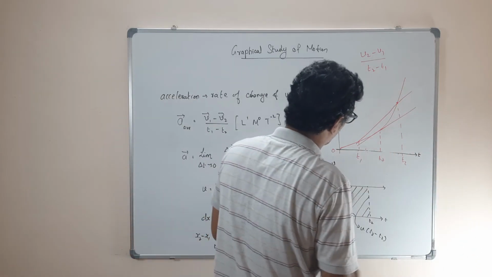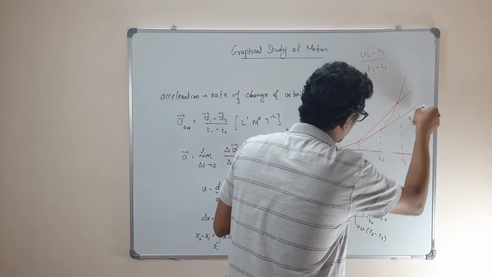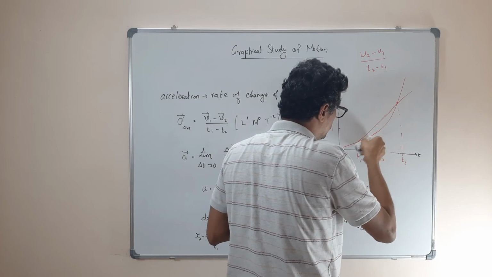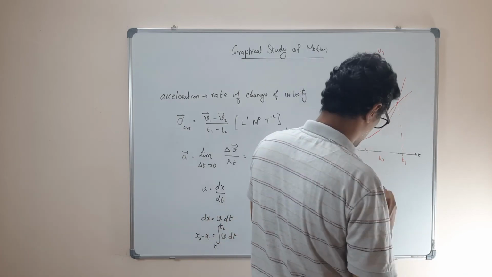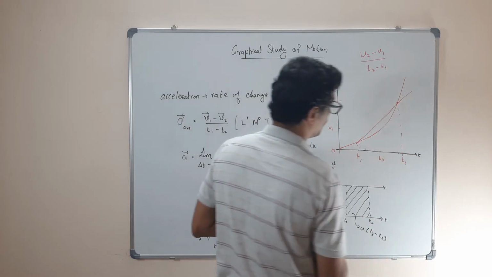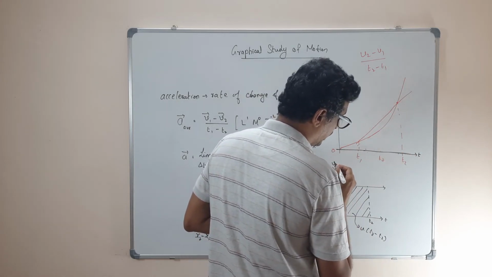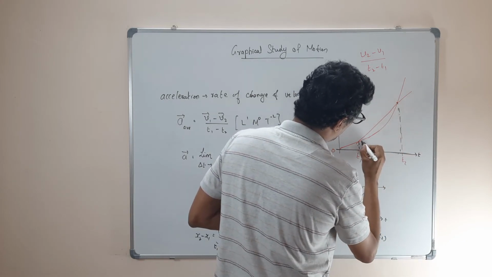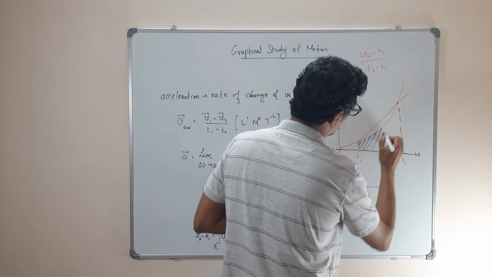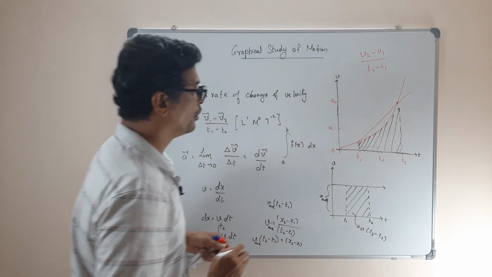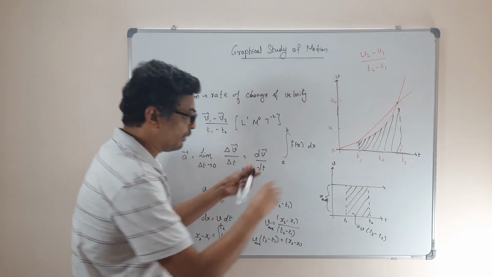So let us take, for example, I remove this instantaneous acceleration here, and let me note it down again. I'm going to take the area between these points under the curve. Area under the curve between the time T1 and T2.